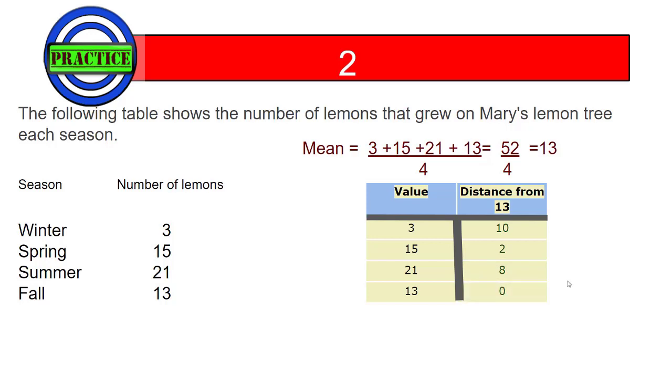Then once again, I'm going to do the mean from the distance, and so I will add the 10, the 2, the 8, and the 0, which gave me 20. There's 4 pieces of data. Divide it by 4, which would give me 5.